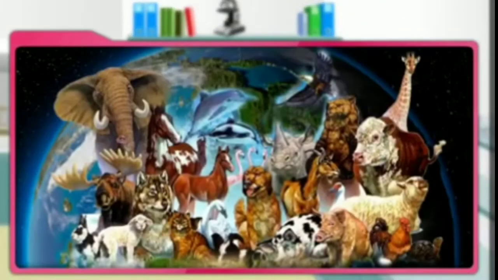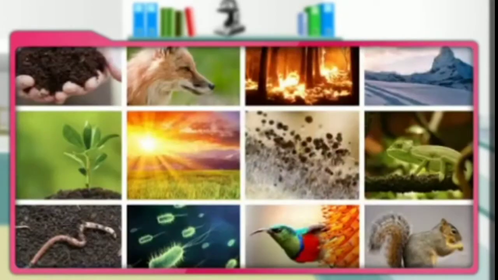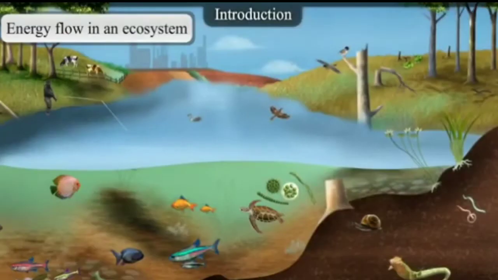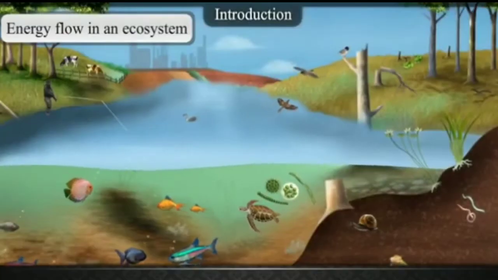Children, can you tell me what is an ecosystem? Yes, an ecosystem is a geographic area where plants, animals, and other organisms, as well as weather and landscape, work together to form a bubble of life. Ecosystems contain biotic or living parts as well as abiotic factors or non-living parts.